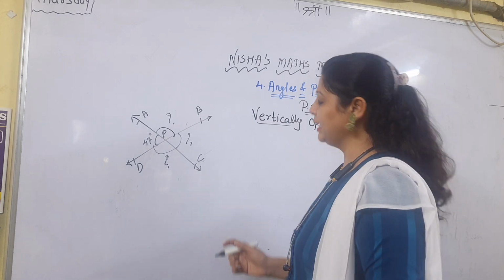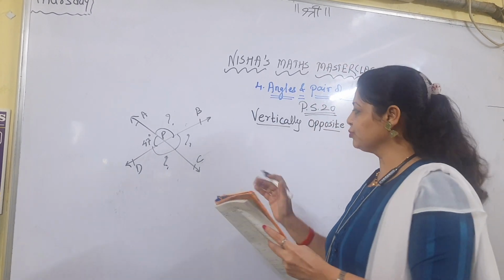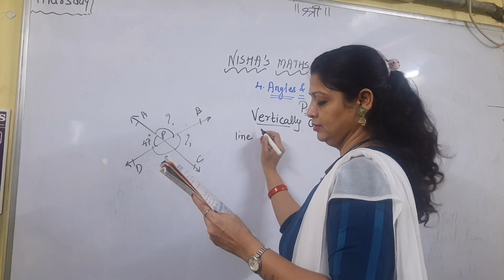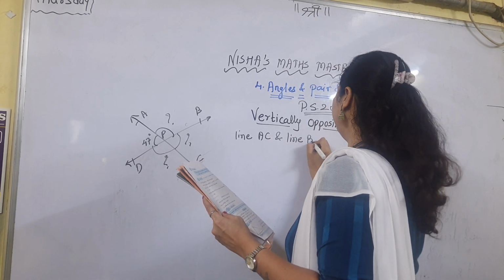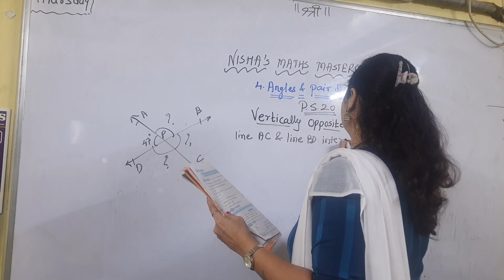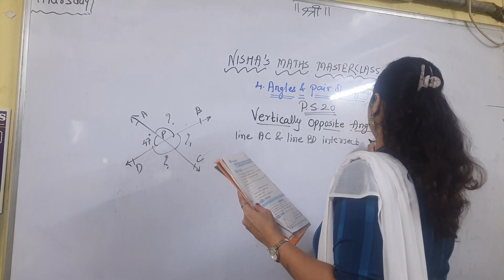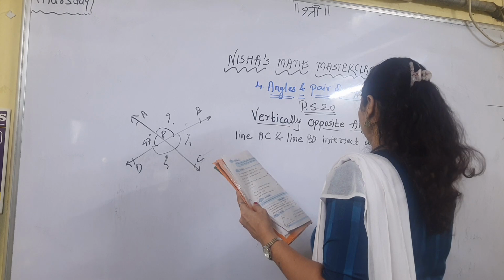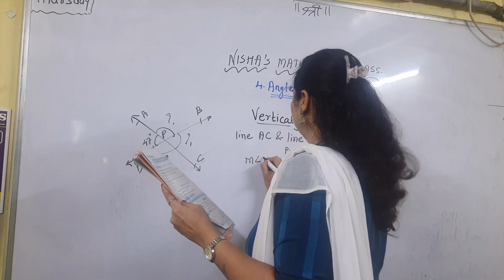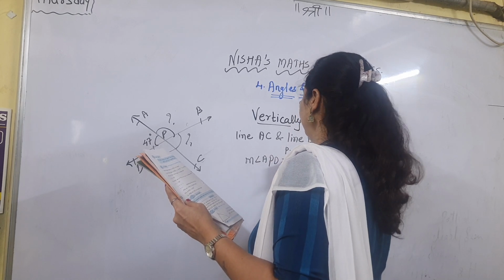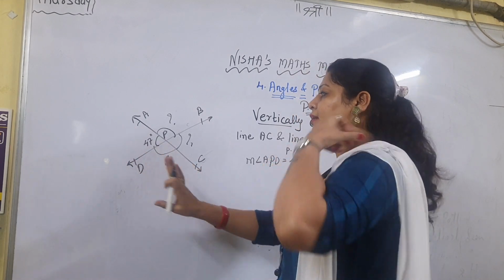So very simple and easy. Whatever information they give in the question, first you have to write down. That is most important. So line AC and line BD intersect at point P. Measurement of angle APD is equal to 47 degree. Okay, so now see children, APD is given.